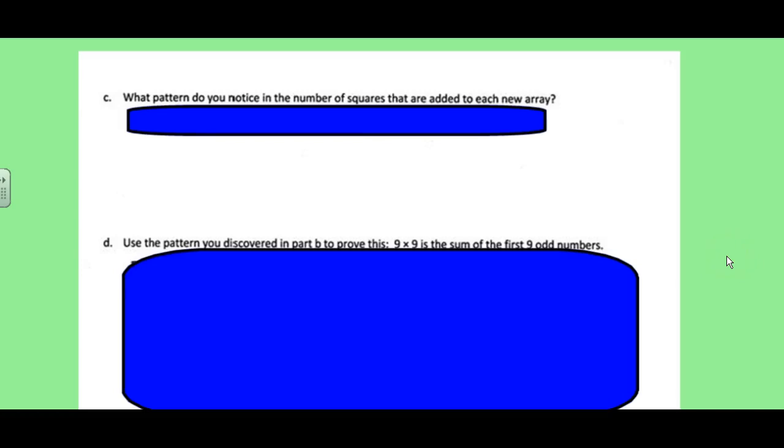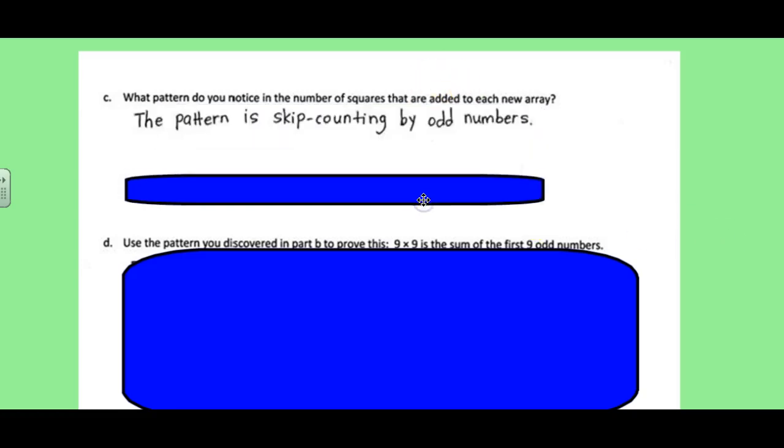Okay, we're going to move on to part C of the problem set. What pattern do you notice in the number of squares that are added to each new array? And we kind of just went over that when we looked at 3, 5, 7, 9, and 11. What pattern did we notice with all of those numbers? I want you to go ahead and write that down right here on your problem set and push play when you're ready to check it. When we looked at it, we noticed that the pattern was skip counting by odd numbers, or you could have put that we noticed that each number was an odd number. Either one of these would have been fine for this answer.